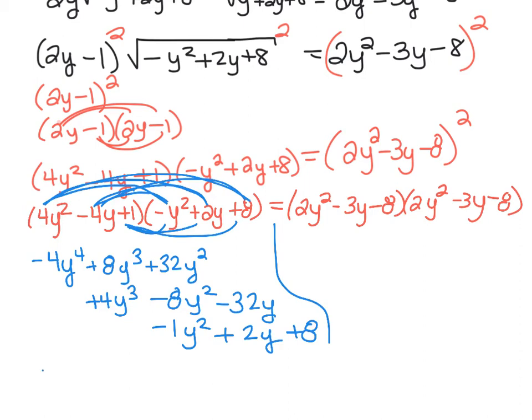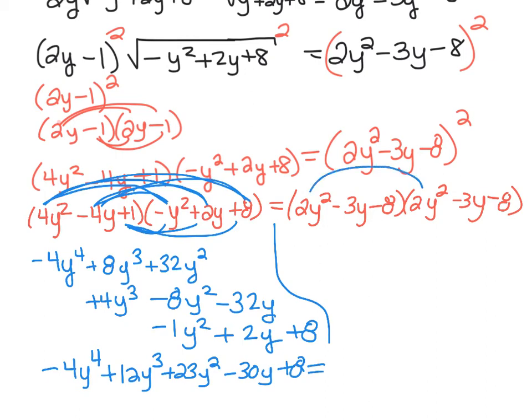So that would give me negative 4y to the fourth plus 12y to the third. And then 32 minus 8 would be 24. And 24 minus 1 would be 23y squared. Negative 30y plus 8. Now you got to do the same thing to the other side of the equation.